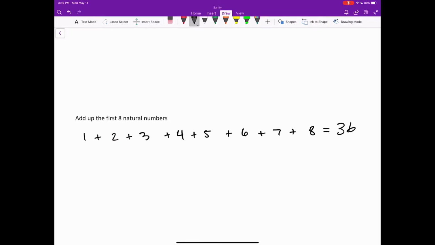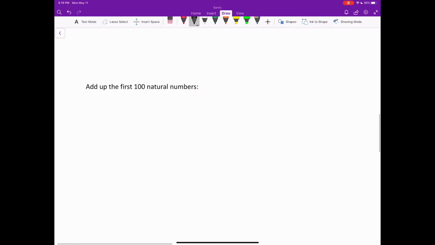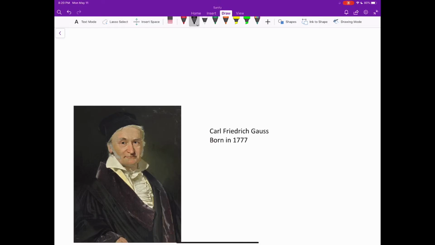And then I say, I don't know if you know where I'm going with this, add up the first 100 natural numbers. And yeah, I don't want to do that. I don't want to write out 1 to 100 with a whole bunch of plus signs and have to add them up. I don't even want to have to touch that in my calculator, right? I don't want to type that. That's way too much. That's what this guy, Carl Friedrich Gauss, said, all right?